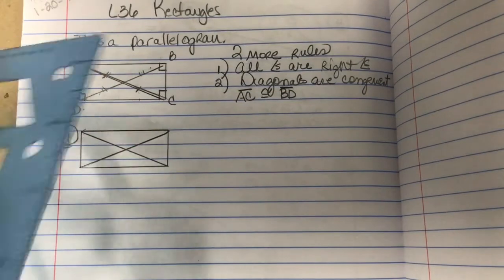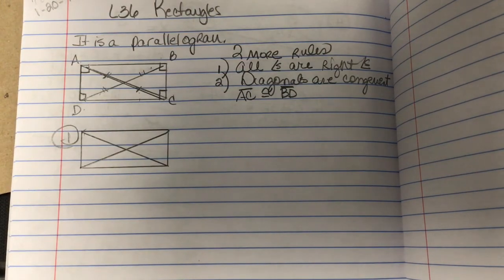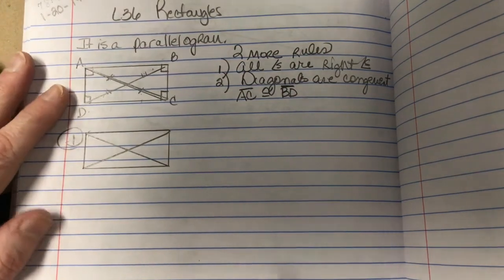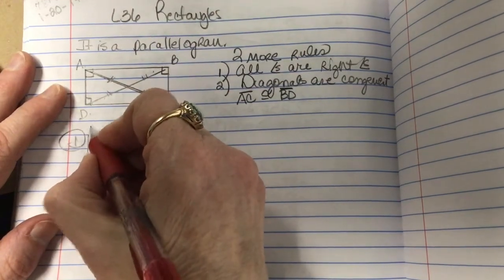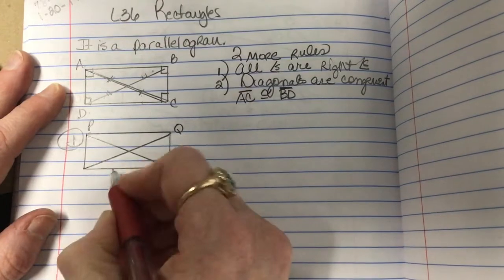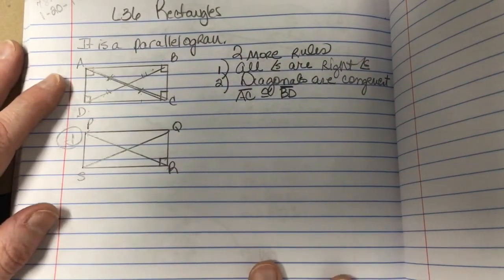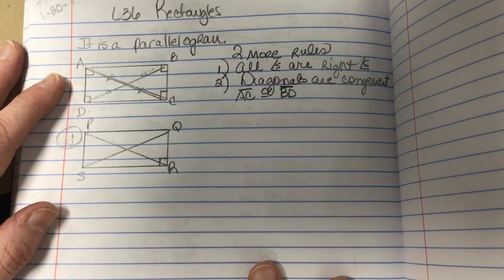Yeah, if you're struggling with rectangles, parallelograms, or anything, I would encourage you to print it, especially 35, and we can write on it. That makes it a little bit better. This is rectangle PQRS. Knowing that all of them are right angles, I'm just going to mark one of them. You can mark all of them if you need to.